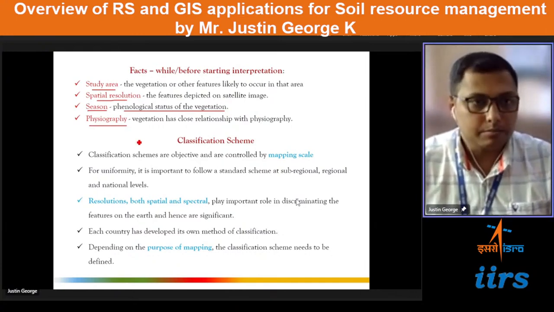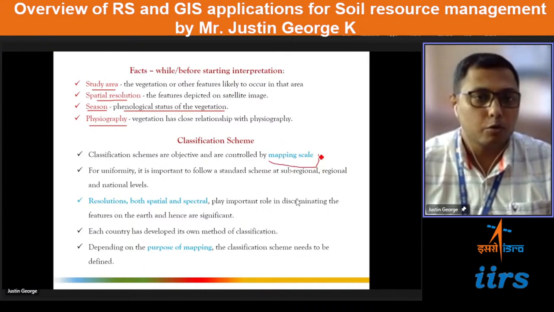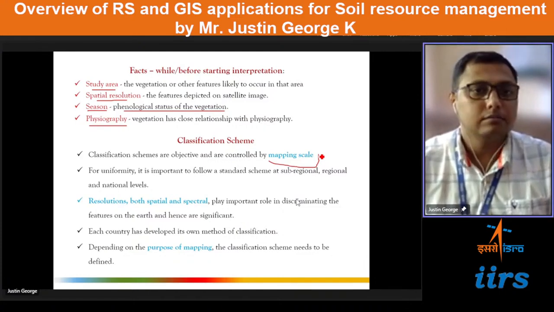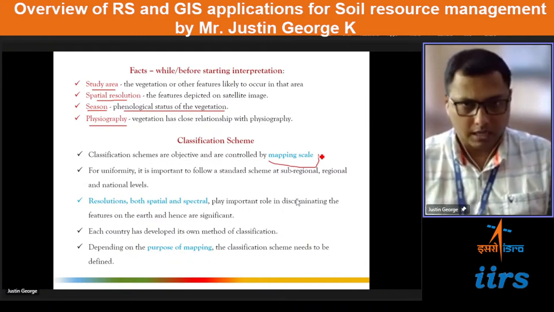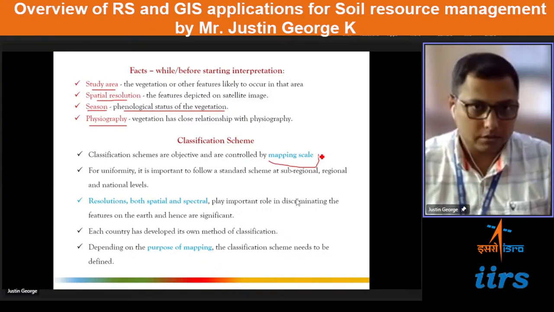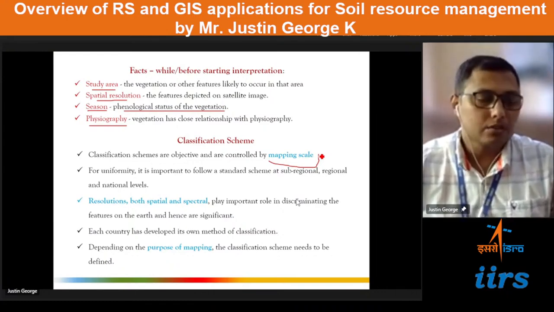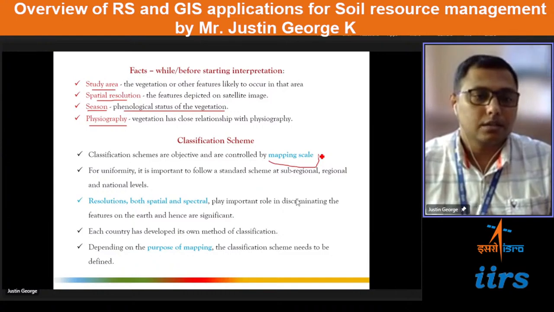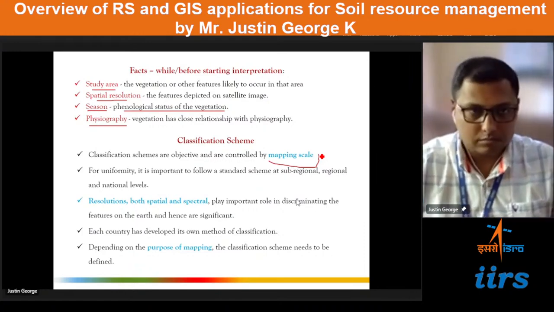Then there are classification schemes. They are mainly objective and they are mainly controlled by the mapping scale. If it is a very fine resolution scale, there will be more and more detailed classification. Otherwise, if it is a very coarse mapping scale, it will be a normal classification on the periphery, like the classification into forest, agriculture, scrub and other things. But when we go into detailed mapping within the forest itself, the type of forest, the different seasons of different crop cycles, all those things will be mapped. So in this, both the resolutions, the spatial as well as the spectral resolution, play a very important role in discriminating the features on the earth, and they are very significant.